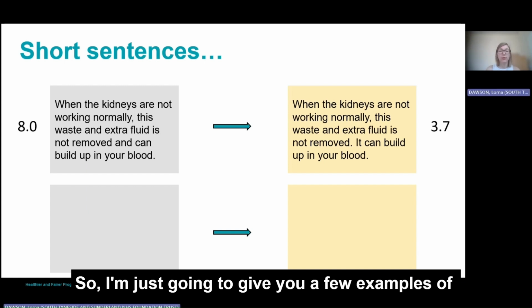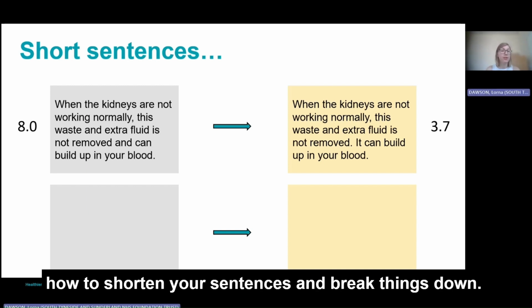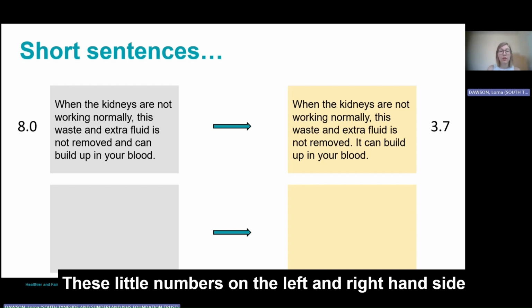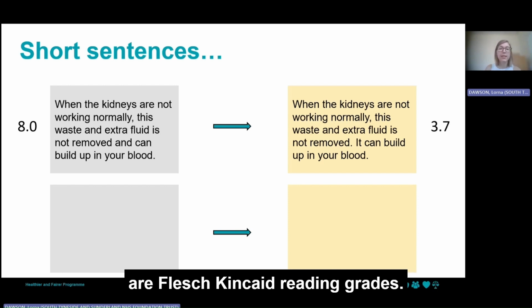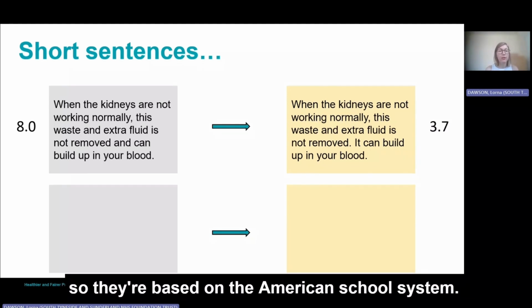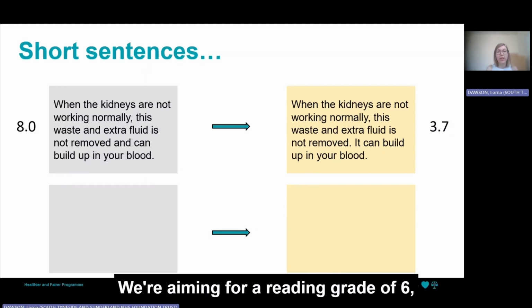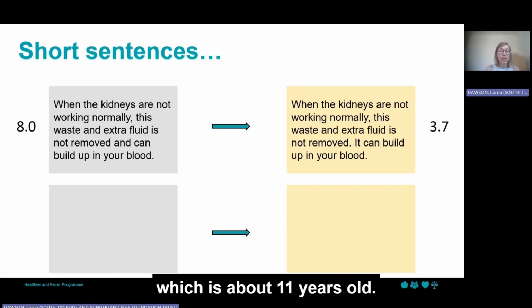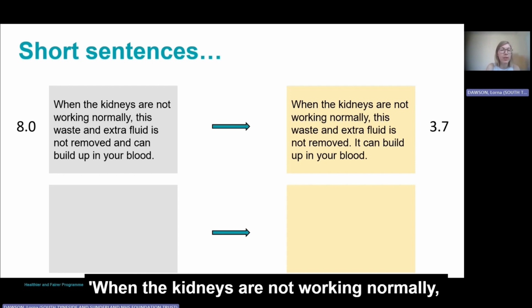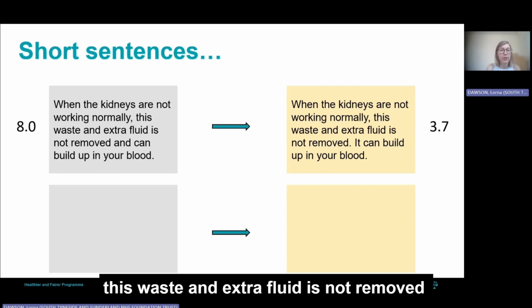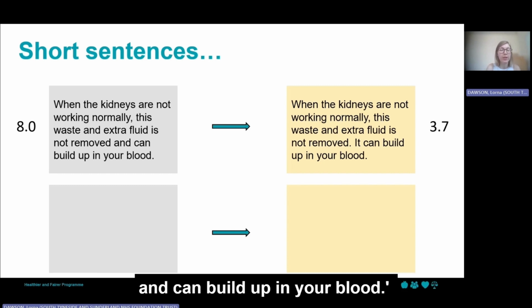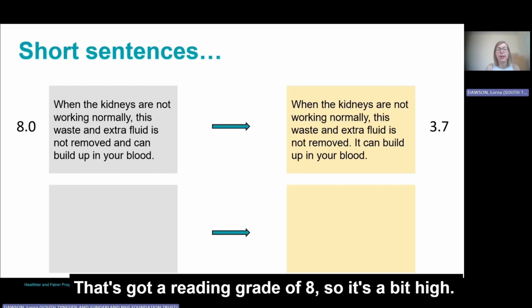So I'm just going to give you a few examples of how to shorten your sentences and break things down. These little numbers on the left and right hand side are Flesch Kincaid reading grades. So they're based on the American school system. We're aiming for a reading grade of 6, which is about 11 years old. So we can see this sentence: when the kidneys are not working normally, this waste and extra fluid is not removed and can build up in your blood. That's got a reading grade of 8, so it's a bit high.